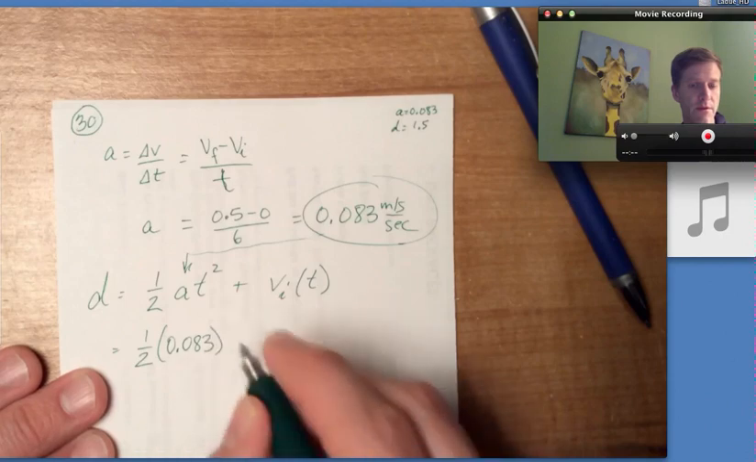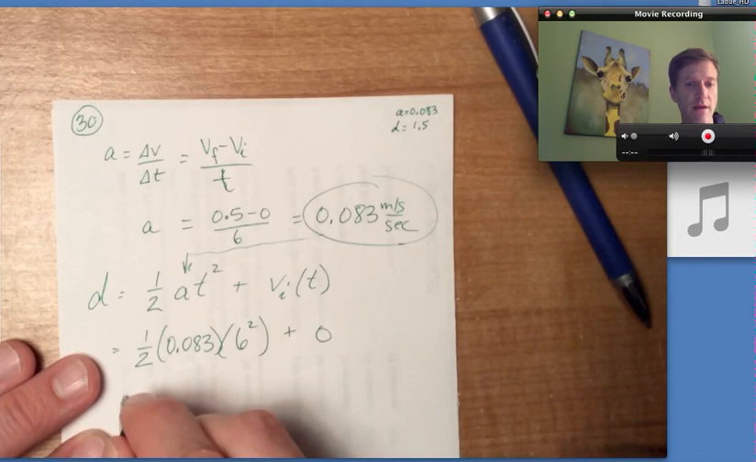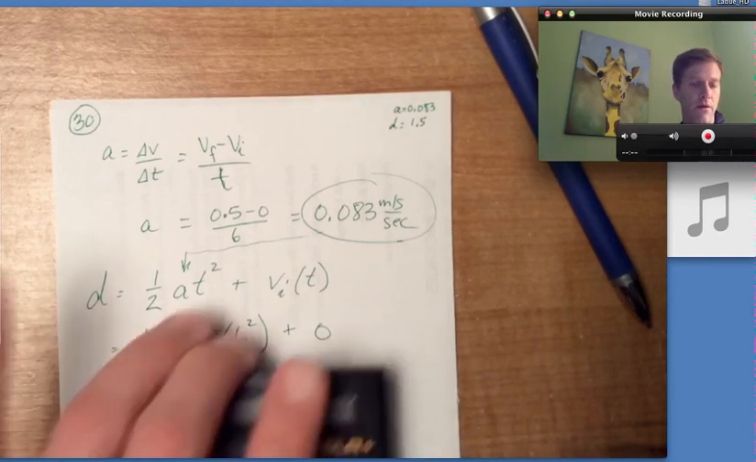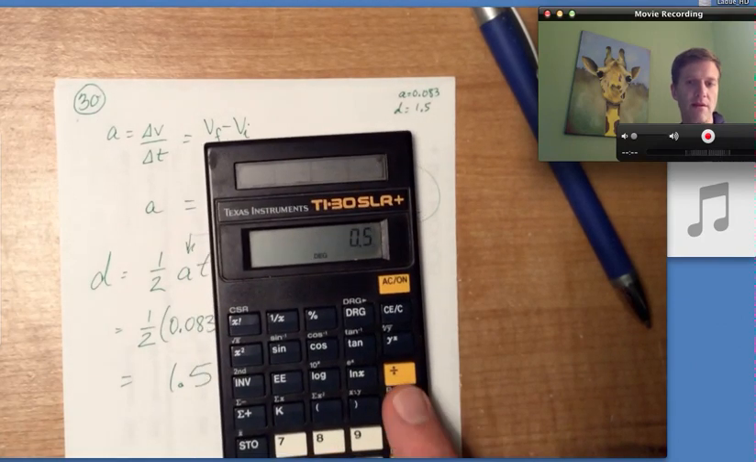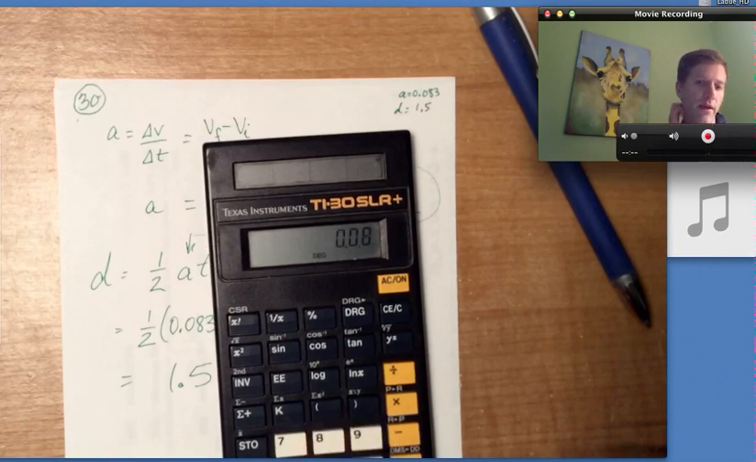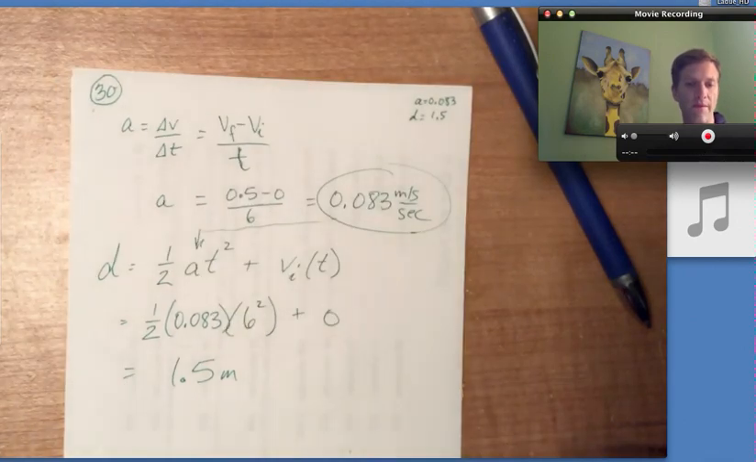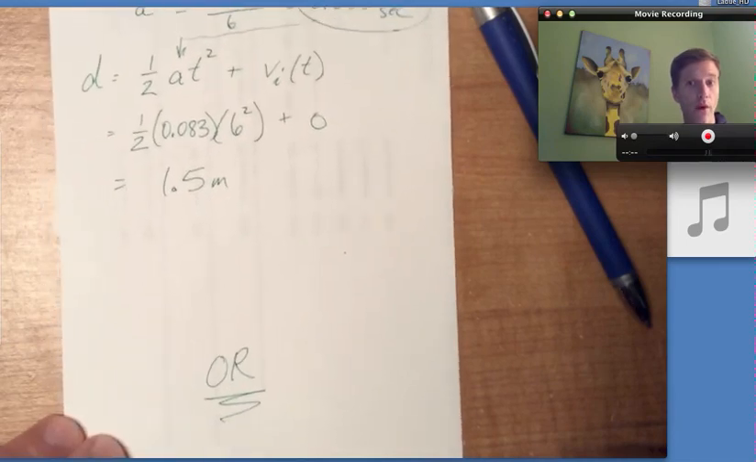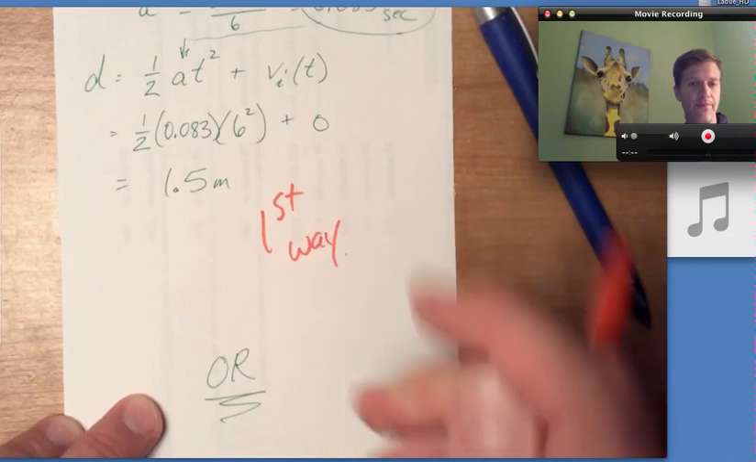We can substitute the a into the distance formula. Same time, it started from rest, started at 0. Especially if you keep those digits in there, that acceleration really was 0.0833333 repeating. But anyway, it does work out to be 1.5. All right, that was the first way.